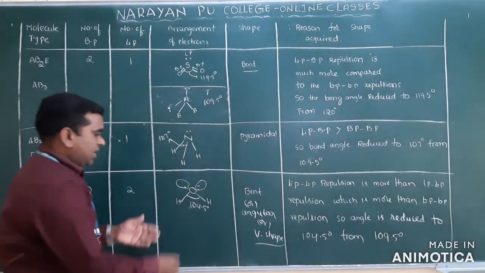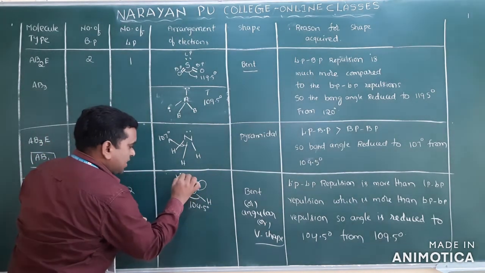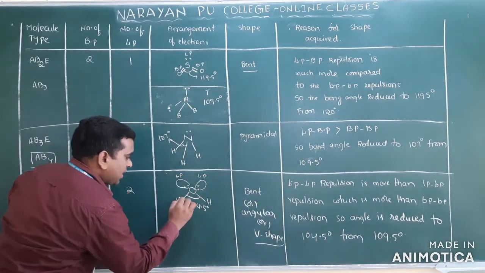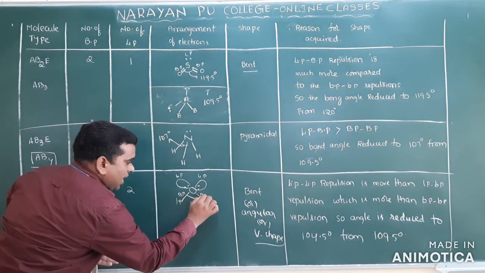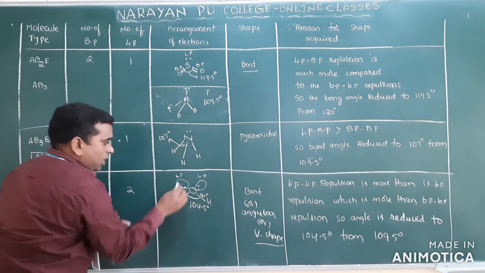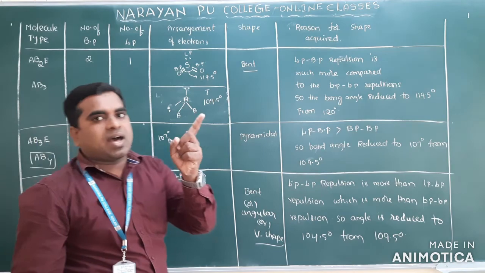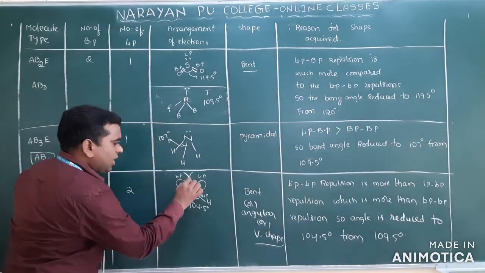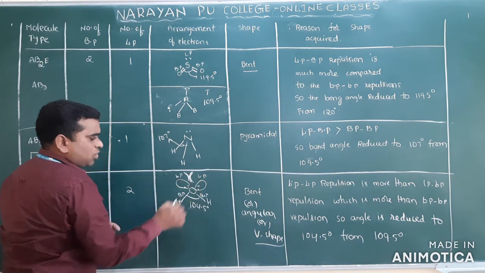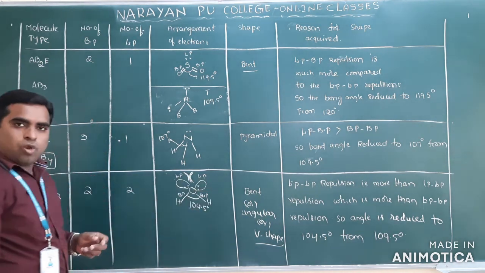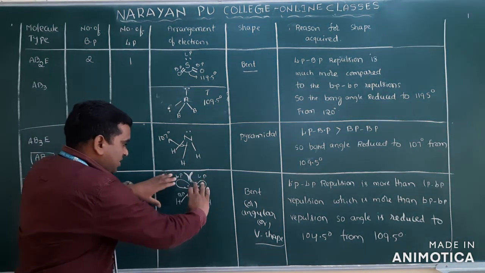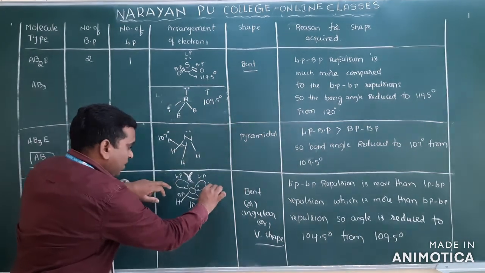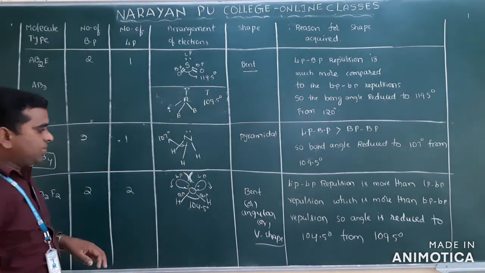Clear? So what happened here? You see in this case, a lone pair is there, here a lone pair is there. Here, which one is there? Bond pair, and this is bond pair. Clear? Lone pair-lone pair repulsions are greater than lone pair-bond pair repulsions. So that's why there will be a very large repulsion between the lone pair and lone pair. And to avoid this repulsion, these two lone pairs will move away from each other.